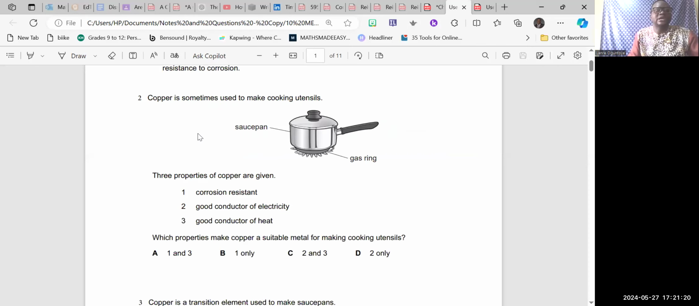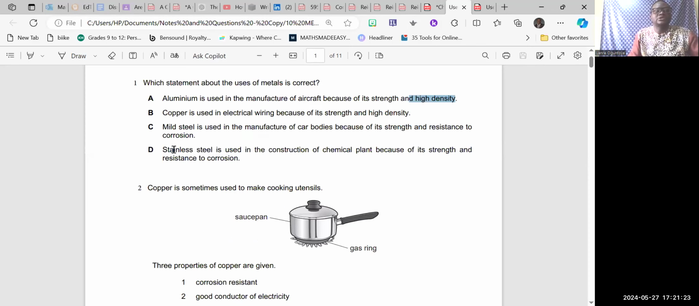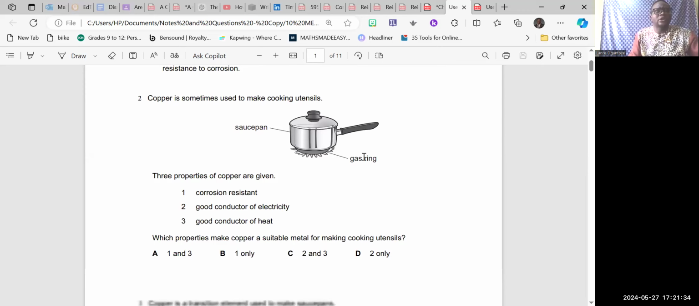Number two, quickly. So, stainless steel. Of course, we know steel is made from iron. Stainless steel, because of its what? Resistance to corrosion. And of course, steel itself is what? High strength.